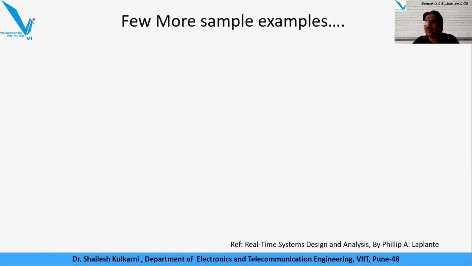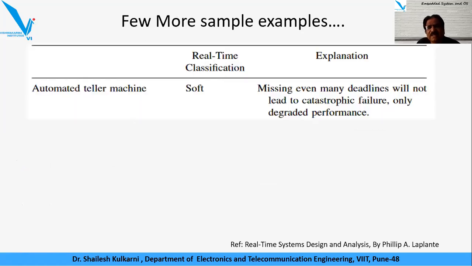Okay. Fine. So next we'll see a couple more examples for this. For example, number one is the automated teller machine, which is categorized as a soft real-time system, where missing even many deadlines will not lead to catastrophic failures, only degraded performance. What does it mean? In the ATM machine, if you are not able to enter the password successfully within some allotted time, it will give you a second chance, third chance, and fourth chance. So it will just degrade the performance, but no catastrophe would occur. It's as simple as this.